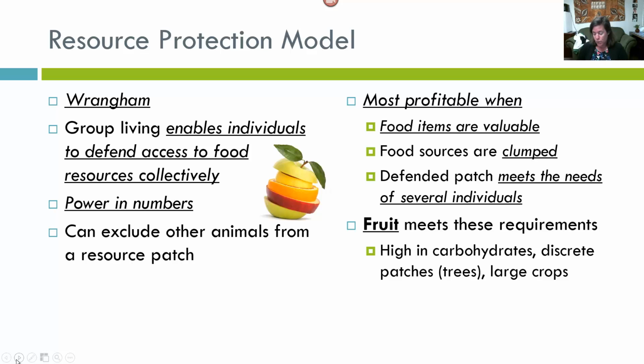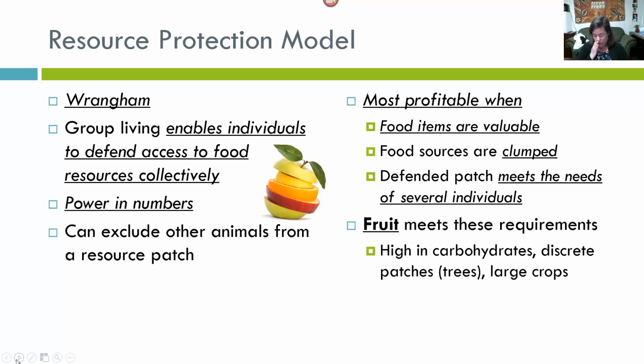Wrangham noted that the joint defense of food resources is most profitable, one, when food items are relatively valuable, two, when food resources are clumped in their distribution, and three, when there's enough food within the defended patch to meet the needs of several individuals. Wrangham noted that fruit meets these three requirements. Fruit is valuable because it is high in carbohydrates. It grows in discrete patches, such as trees, and it often occurs in large crops, such as in fruit trees, which permit numerous individuals to feed simultaneously.